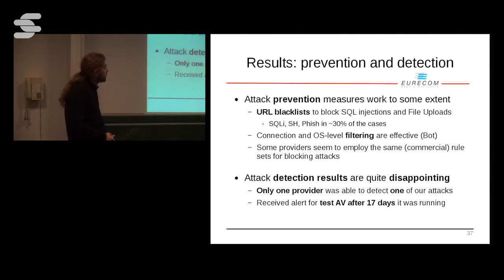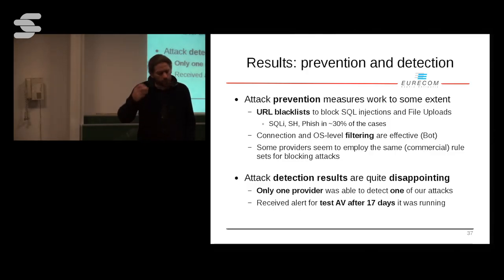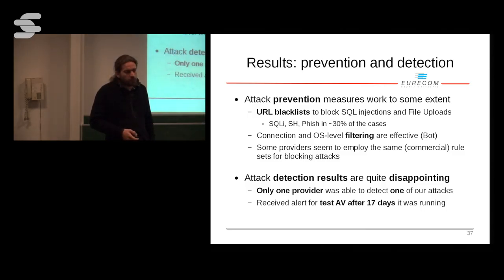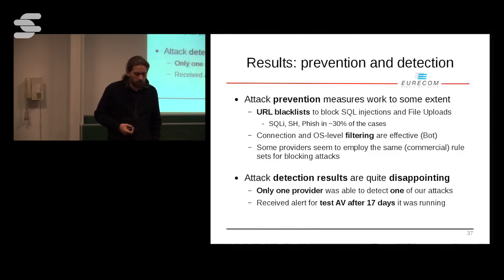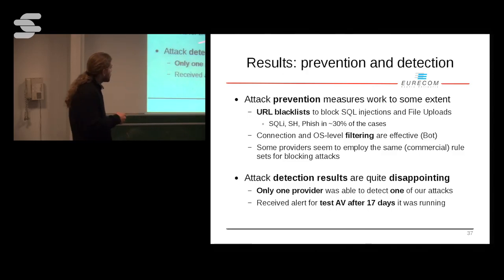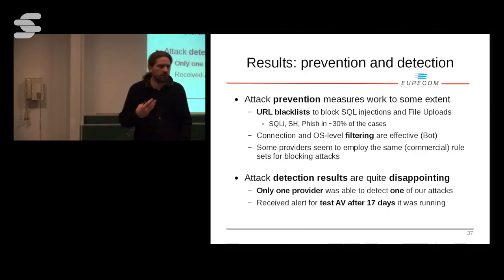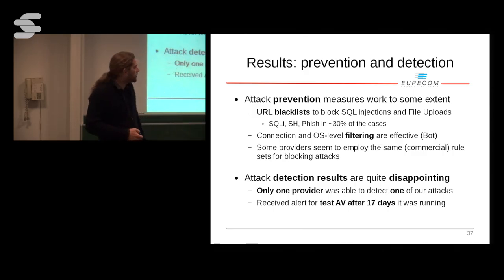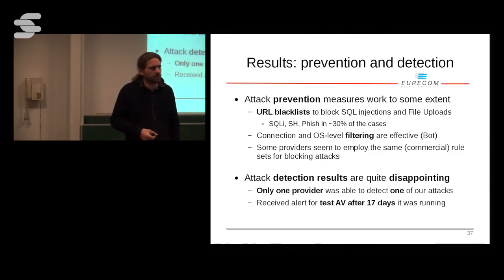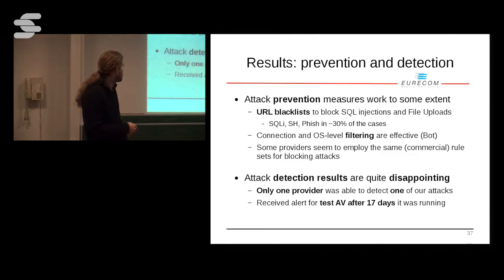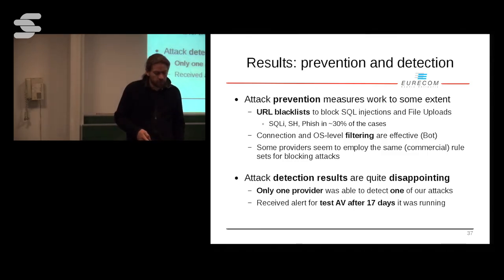So then for prevention and detection, there are some services that do prevent some attacks, right? There are some URL blacklists to block SQL injections and file uploads. There is some OS-level filtering, so for example, the botnet is prevented from connecting back to the botmaster, to the IRC channel. That's good. They seem to have some commercial rules that are used by several providers. But the detection results are not as good. Only one provider was able to detect one of our attacks, and we received the alert for the antivirus test like 17 days after, right?